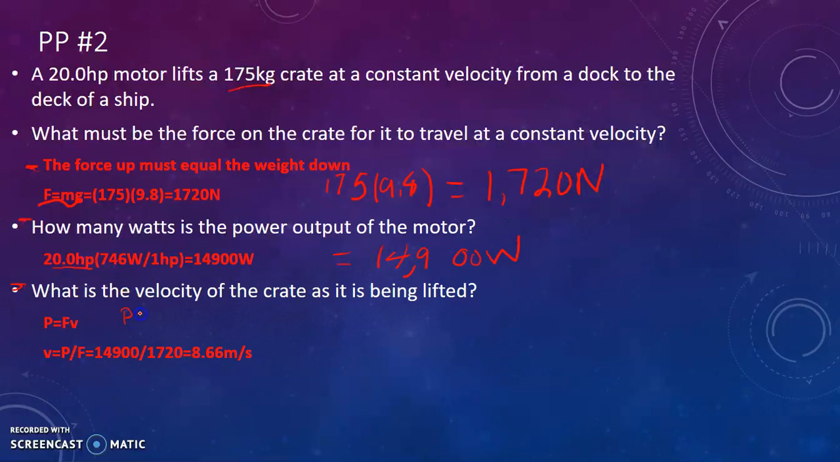The last part of this question states, what is the velocity of the crate as it's being lifted? So we have the formula that we talked about with the velocity in it. We plug in what we know. We just calculated 14,900 divided by the force that we calculated in the first part of this problem, which was 1,720, and we should get 8.66 meters per second.